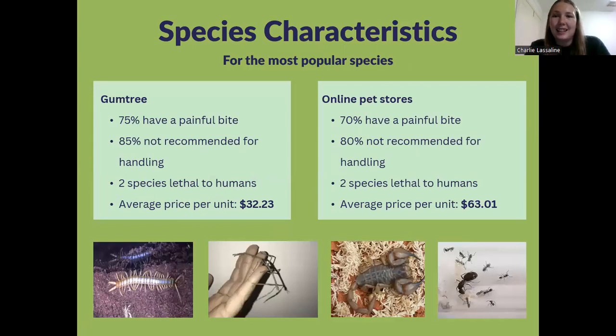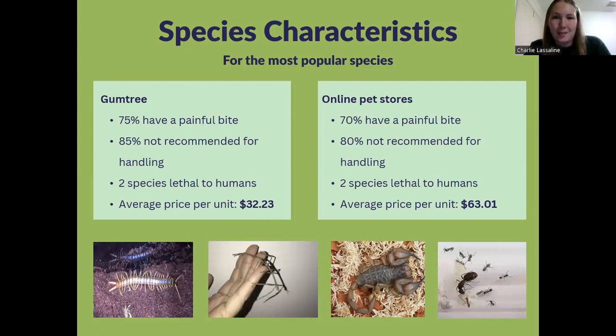I also looked at the specific characteristics of some of the most popular species that were for sale to try and work out what was really driving this trade and what was most appealing for the people buying them. And surprisingly, I found that it's the dangerous aspects of invertebrates that the buyers seem to like.